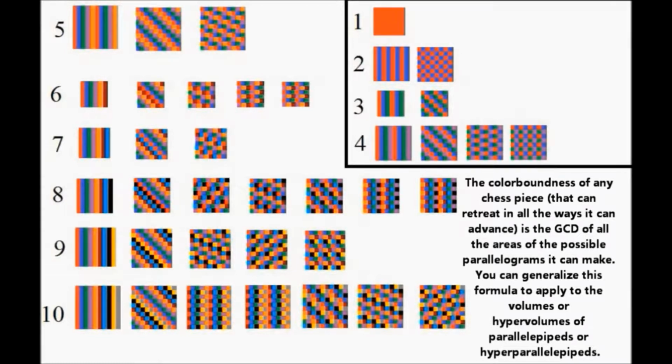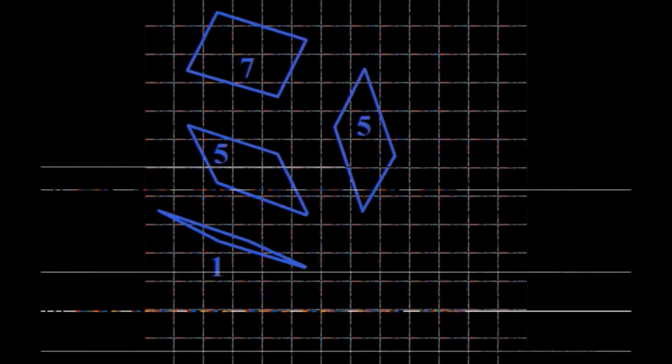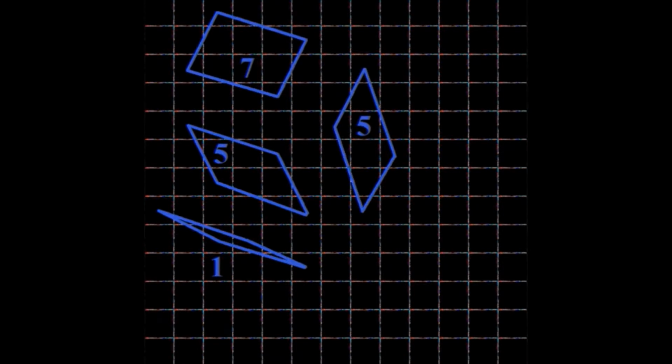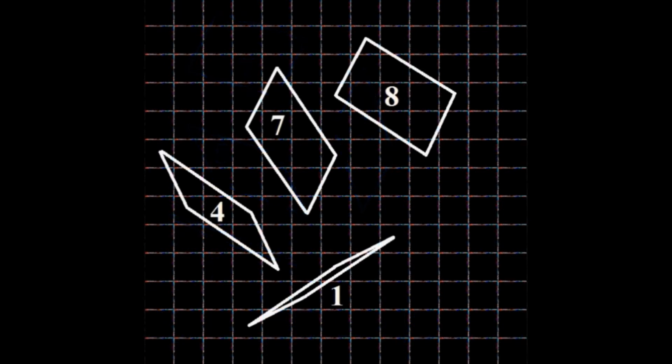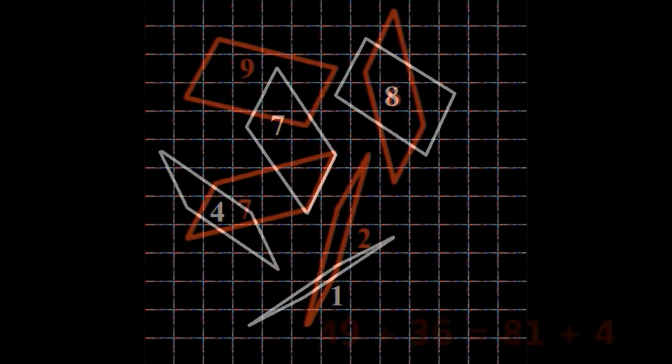make. You can generalize this formula to apply to the volumes or hypervolumes of parallelepipeds or hyperparallelepipeds. These are the possible parallelograms of a knight-camel hybrid piece. Notice how 5 squared plus 5 squared is equal to 7 squared plus 1 squared. These are the possible parallelograms of a knight-zebra hybrid. Notice the same pattern.